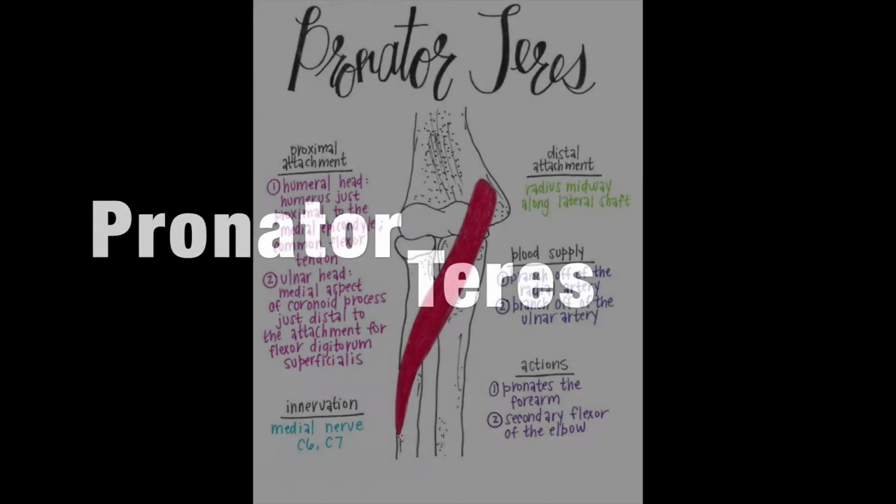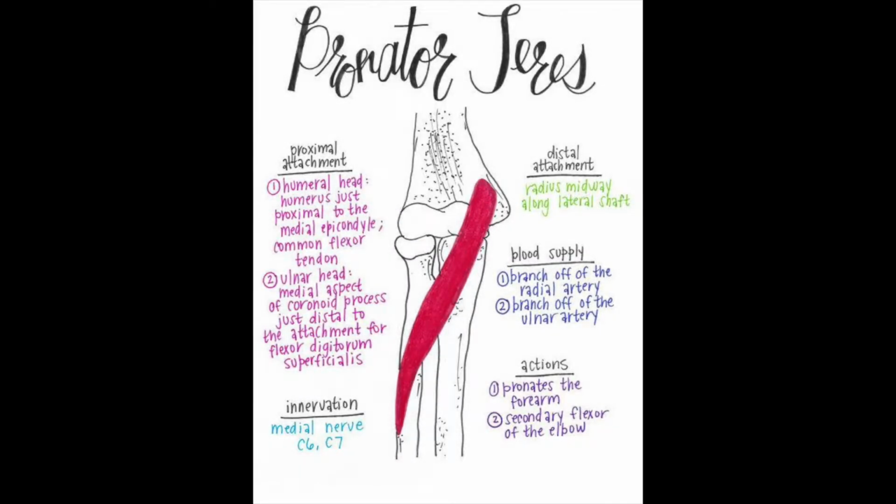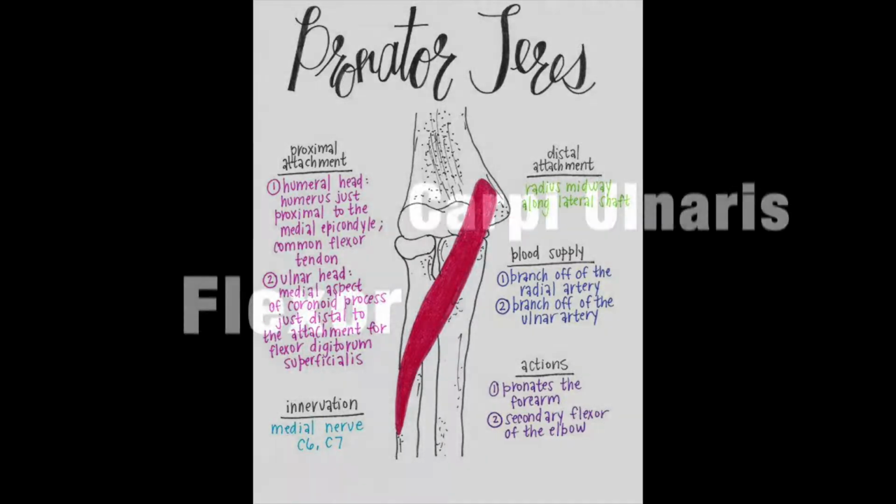Next up is the pronator teres, which has an origin of the medial epicondyle of the humerus and the coronoid process of the ulna, and with an insertion of the lateral surface of the radius. Again, the nerve is the median nerve, and the main actions are pronates and flexes the forearm.